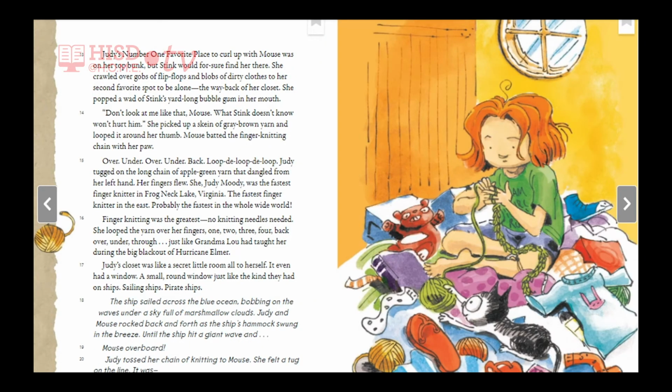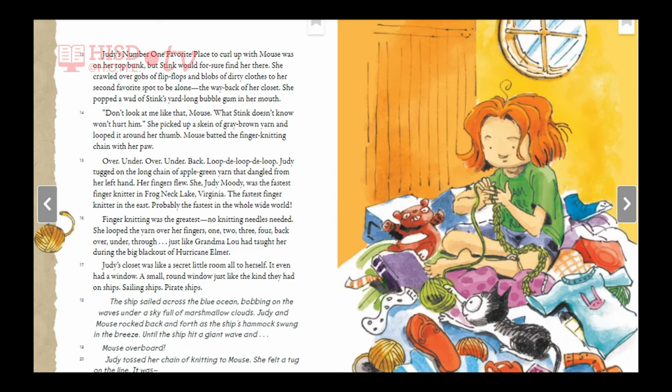Judy's number one favorite place to curl up with Mouse was on top of her bunk, but Stink would for sure find her there. She crawled over globs of flip-flops and blobs of dirty clothes to her second favorite spot to be alone, the way back of her closet. She popped a wad of Stink's yard-long bubblegum into her mouth. Don't look at me like that, Mouse. What Stink doesn't know won't hurt him.